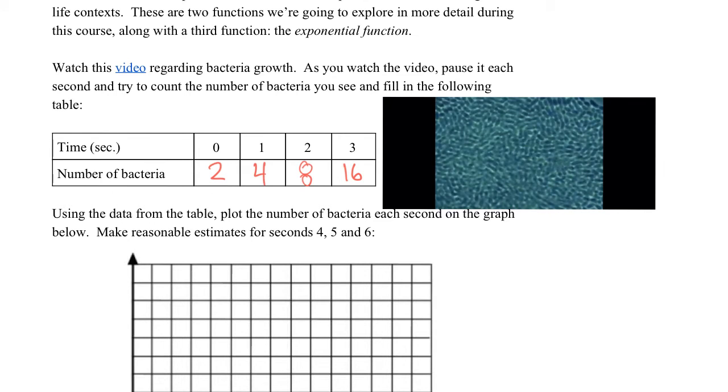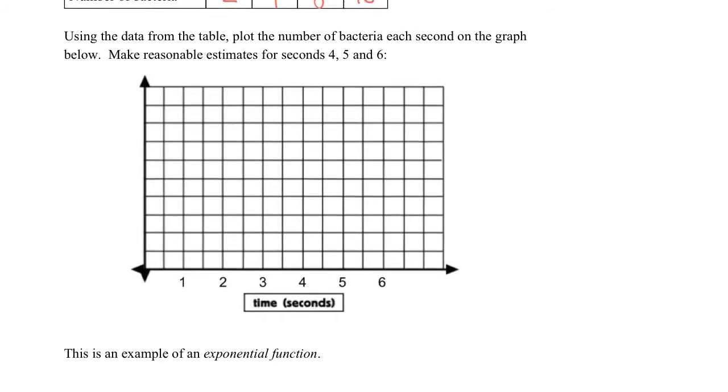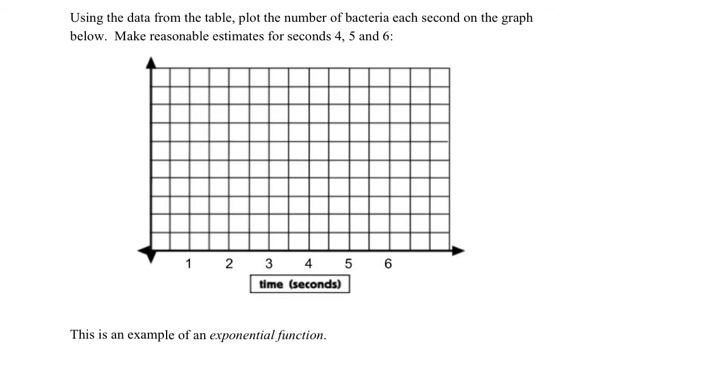All right, so there we go. All right, let's take the video out and let's work on this. From this table, what we want to do is actually make a plot of this. So using the data from the table, plot the number of bacteria each second. We have to make reasonable estimates for 4, 5, and 6.